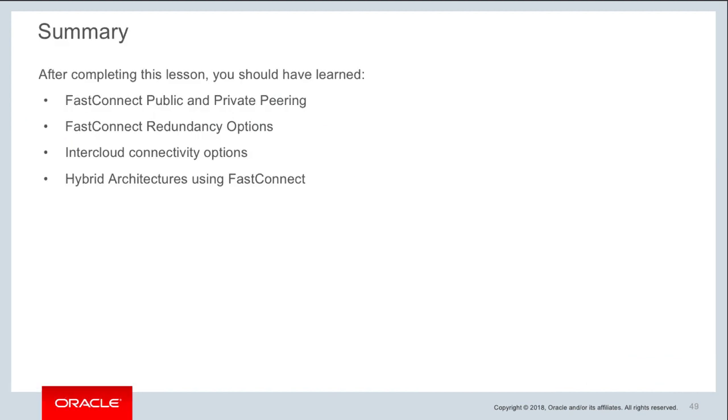Just to recap, we talked about the public and private peering connections in this session. Then we talked in detail about the redundancy options available within FastConnect. And in the end, we took a look at the hybrid architectures using FastConnect, and the connectivity options available when you are trying to connect workloads in different clouds. We also went through a quick workflow of how you create a connection between an AWS VPC and the OCI VCN using a FastConnect private peering provider.